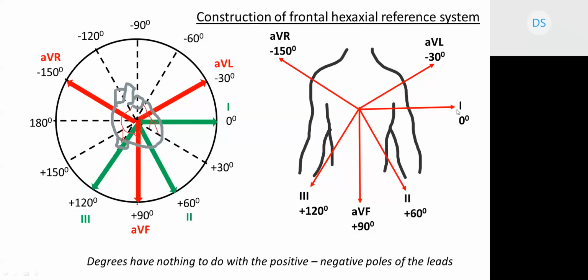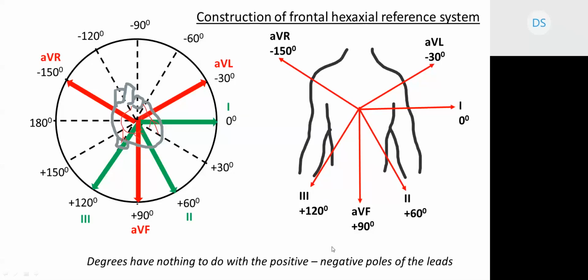So the axis is decided in this plus till 180 degrees and in this way 0 to minus 180 degrees. The important landmarks would be 0 degrees, plus 60, plus 90, plus 120, minus 150 and minus 30 degrees. So most of the leads are between minus 30 to plus 120 degrees.